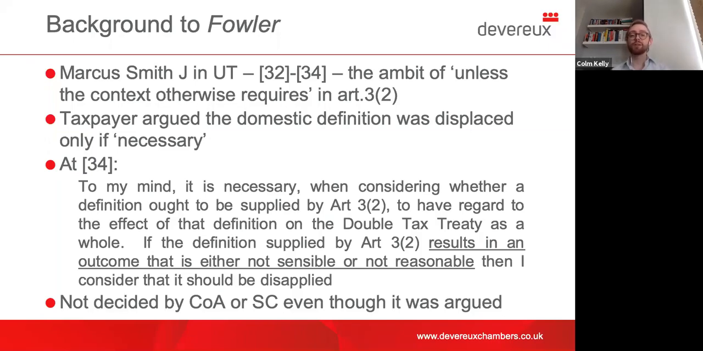Now, this point was argued in both the Court of Appeal and the Supreme Court, though decided by neither of them. So at the moment, Mr. Justice Marcus Smith's statement is the last word on the matter. So an interesting point for anyone who is considering whether or not they need to take themselves out of a domestic tax law meaning when looking at Article 3.2.